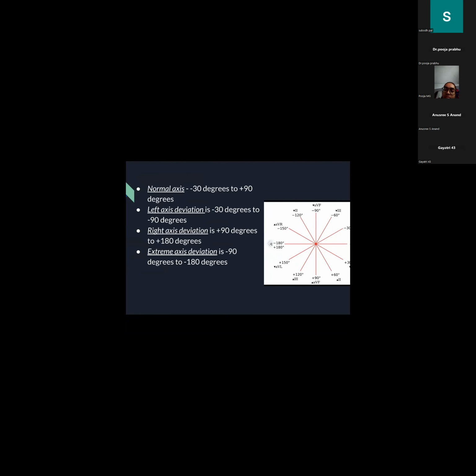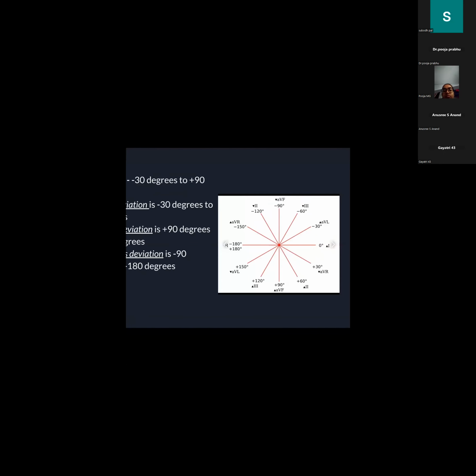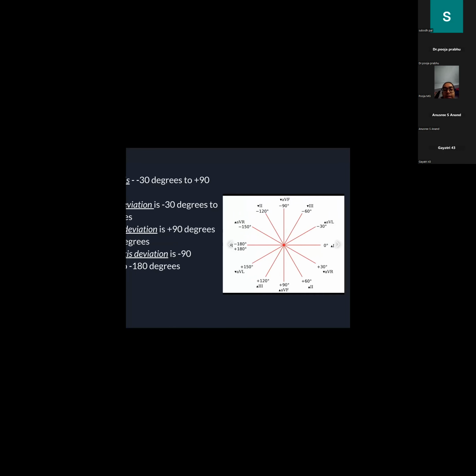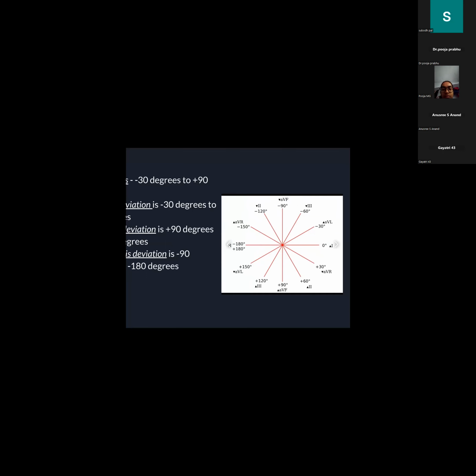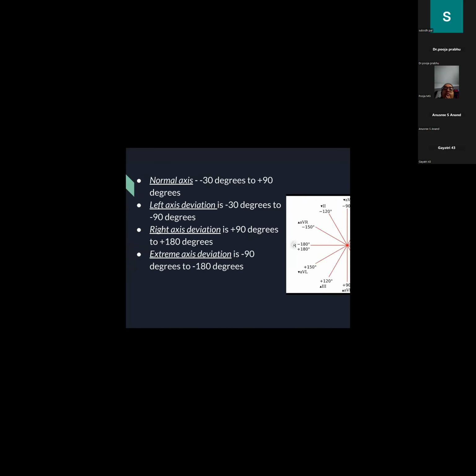Now, what if I say AVR is the most isoelectric line? So what is the axis of AVR? It is plus 30 degrees, and we need the line perpendicular to it. Let's see what the line perpendicular to it is. It is lead 3, which is plus 120 degrees. So what will be the axis of this heart? Could anyone answer?